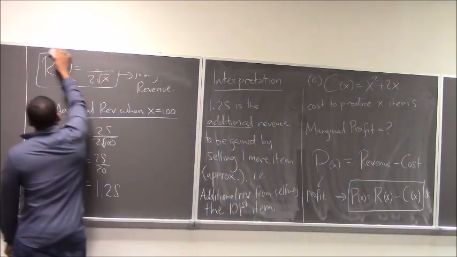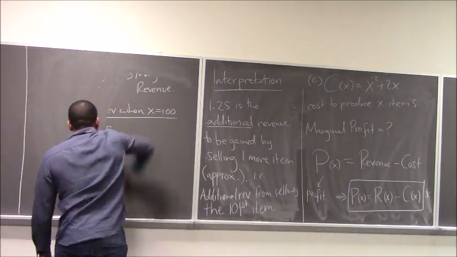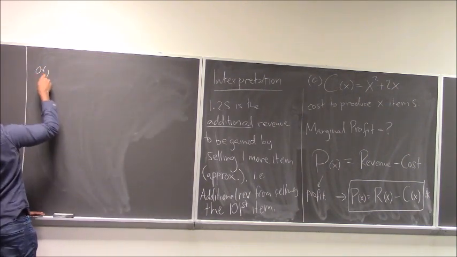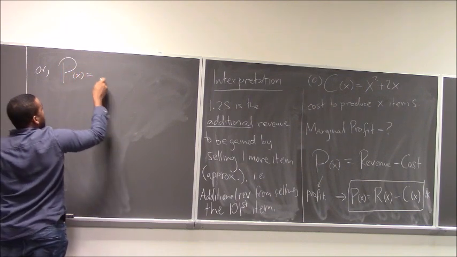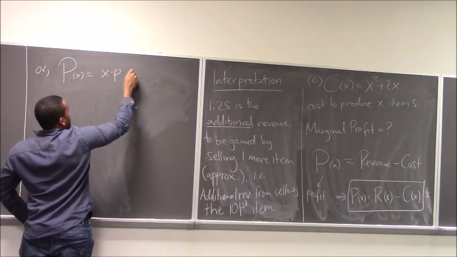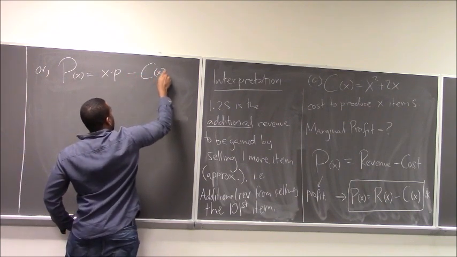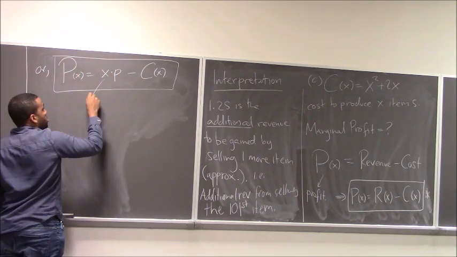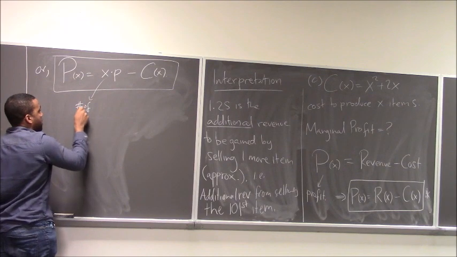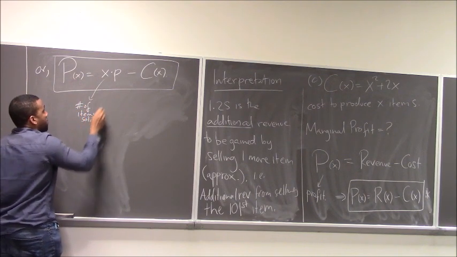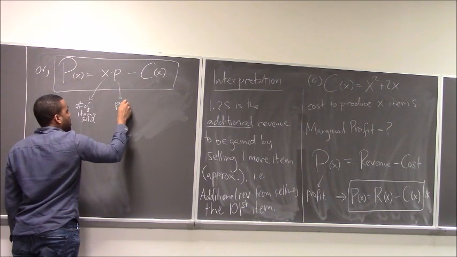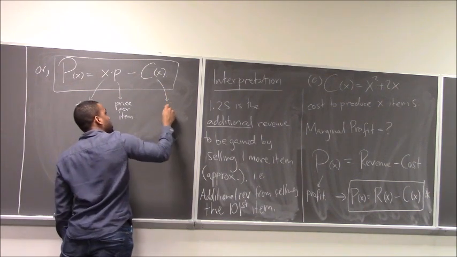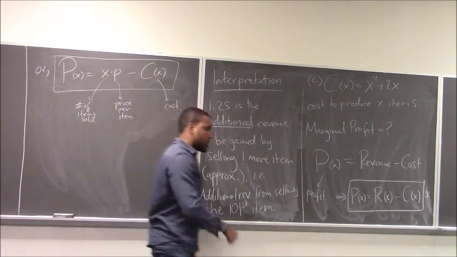You can flesh that out a little bit more by plugging in the revenue formula. Or you can say that P of X is going to be X times P minus the cost function. So X is the number of items sold, P is the price per item, and this is the cost. So that's how we find our profit function.